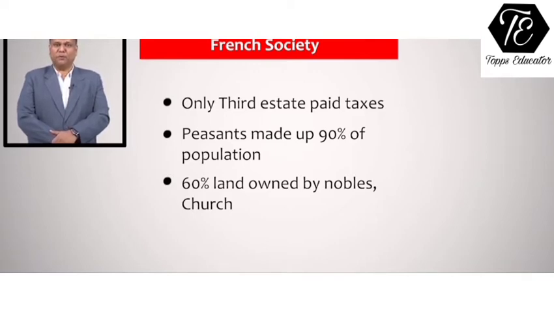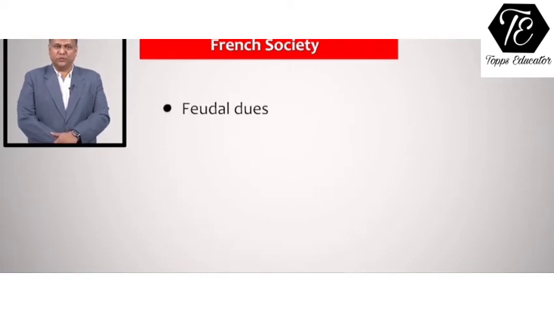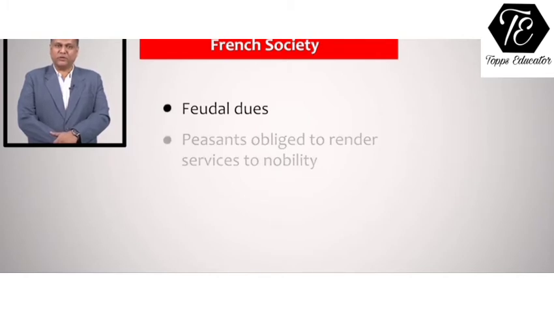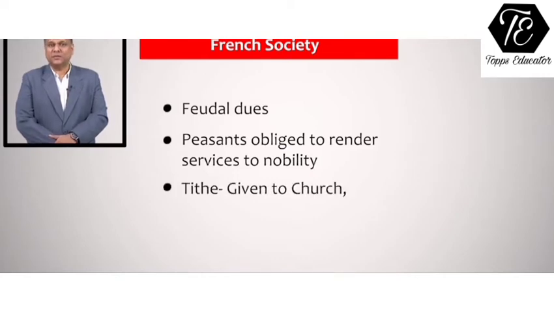The most important of these was exemption from paying taxes to the state. The nobles further enjoyed feudal privileges. These included feudal dues, which they extracted from the peasants. The peasants were obliged to render services to the nobility and the landowners. Surprisingly, the church too extracted its share from the peasants through taxes called tithes, or one-tenth of their income.